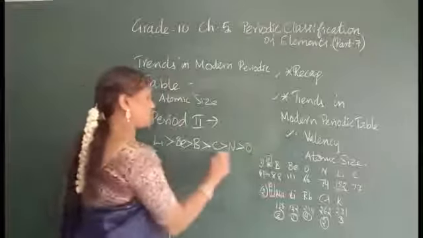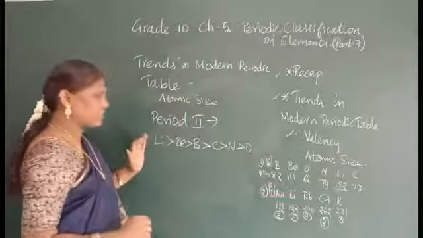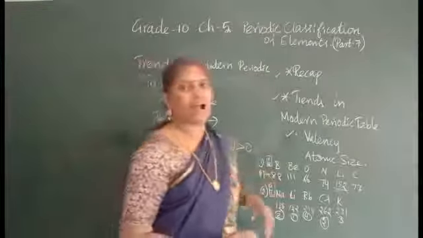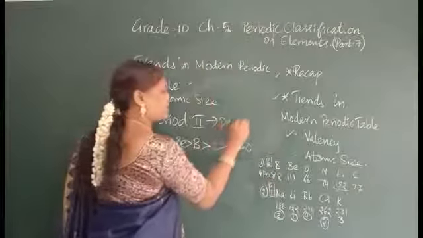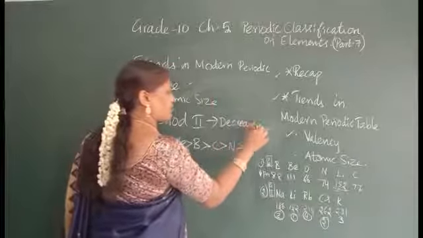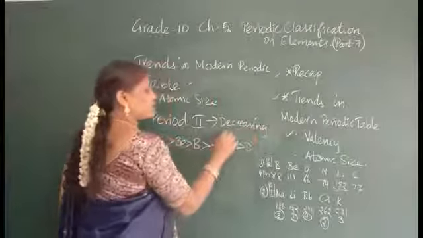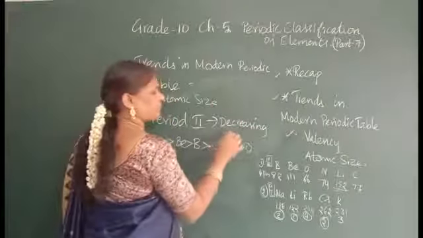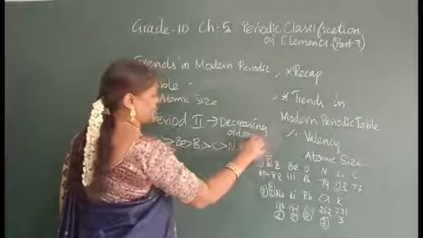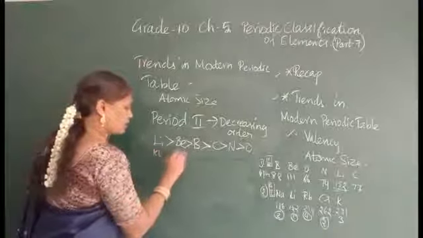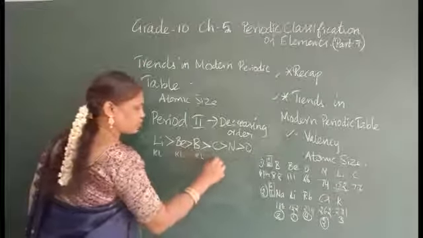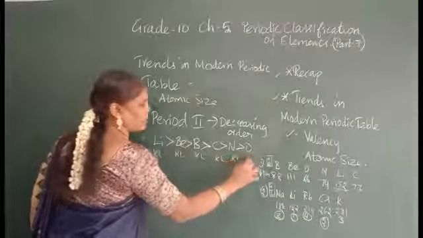When you see this period, the elements are arranged in the decreasing order of atomic size. We will see why it is decreasing. First, when you see here the shells, there will be only 2 shells, because in the second period there will be 2 shells.